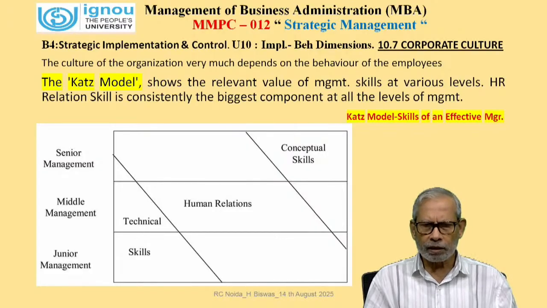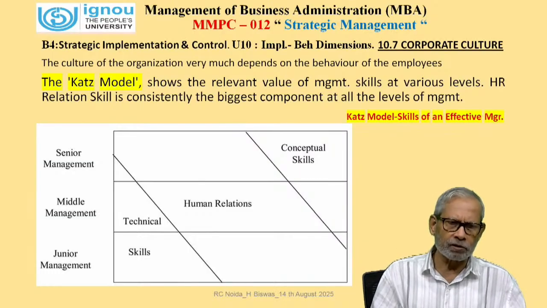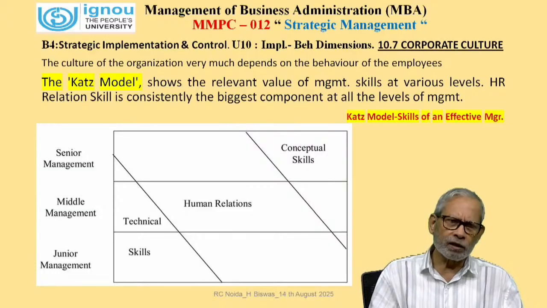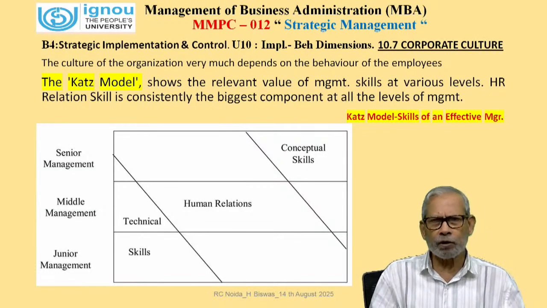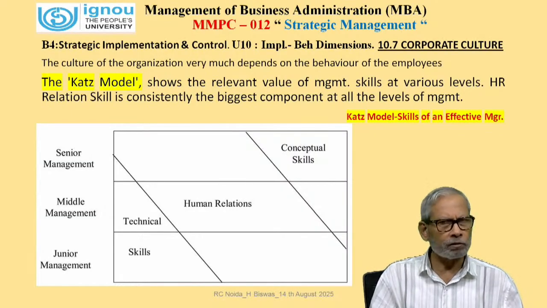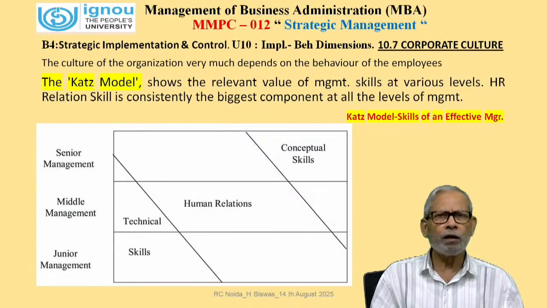You say that is where he has defined the different skill levels. What are the components that should be there? Different levels: your senior management levels, then your middle management and the junior management, and what type of skill is required at each. From the diagram, senior management should have more conceptual skills required, rather than human relations or technical, where maybe a little less is required. So conceptual skill is required more.